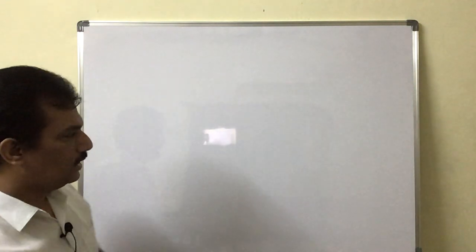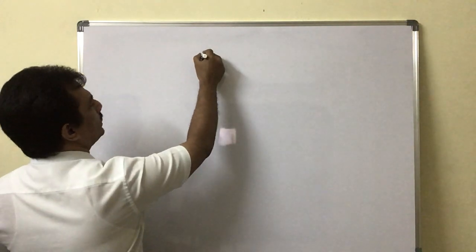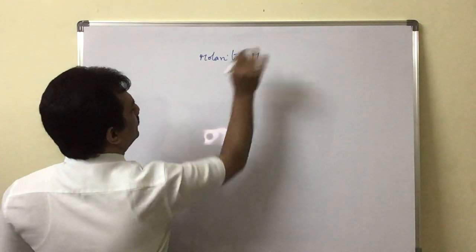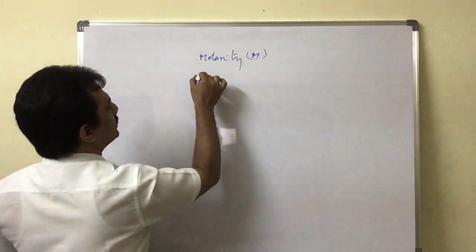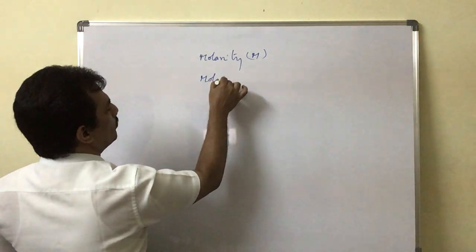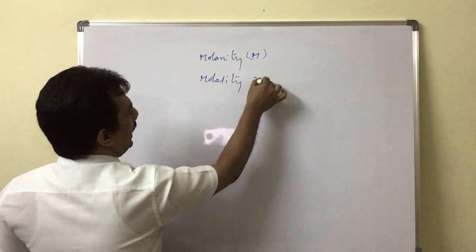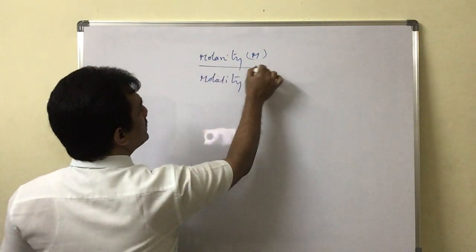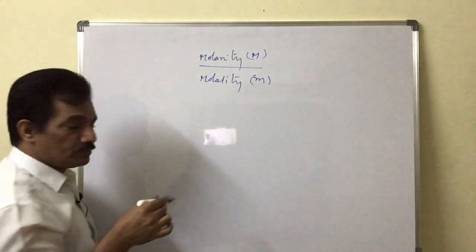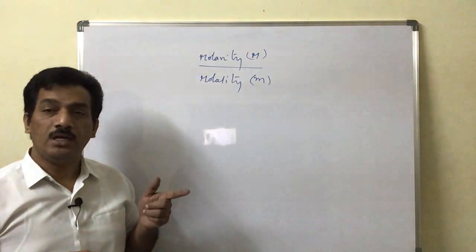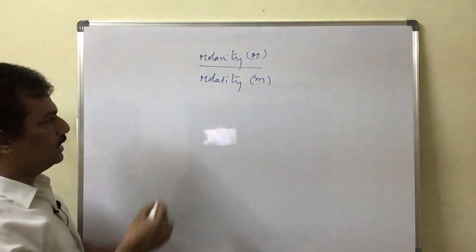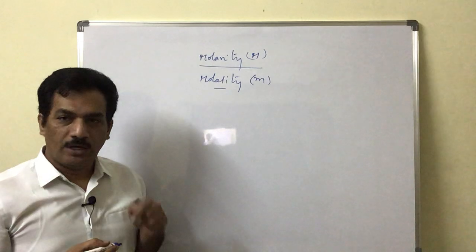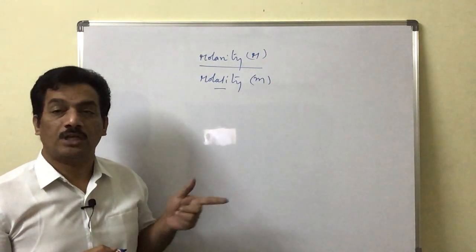Just remember, here we have two terms. One is molarity, capital M, and the other one is molality, small m. Molarity is the number of moles of solute present in 1 liter of solution, whereas molality is the number of moles of solute present in 1 kg of solvent.